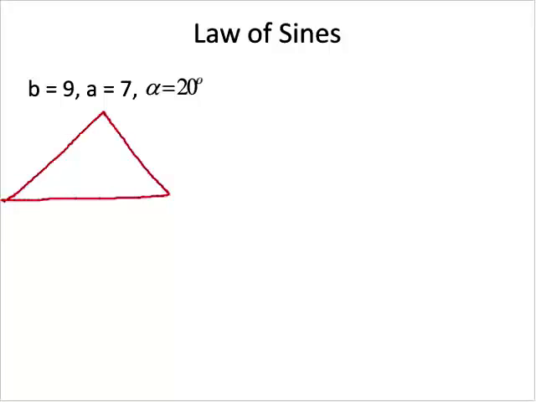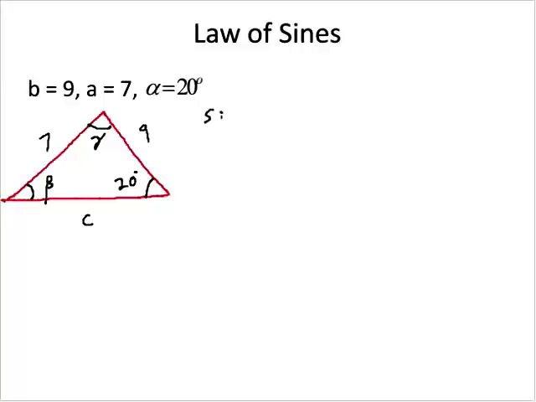And I'm going to change colors back to black. All right, so for no apparent reason, I'm going to make this angle alpha. There's 20 degrees, so the side opposite that has to be 7 here. I'm going to make this guy beta, so the side opposite that is 9. That leaves this angle as angle gamma, and the side opposite that is side c. So again, in this case, I'd like to find beta.